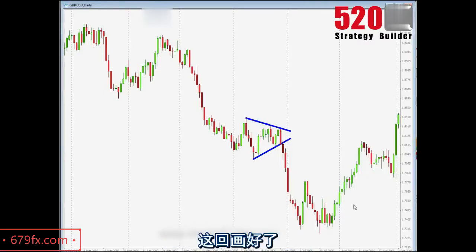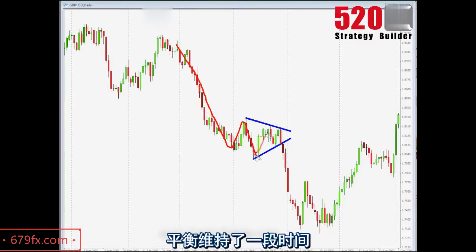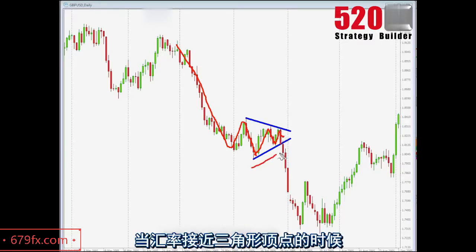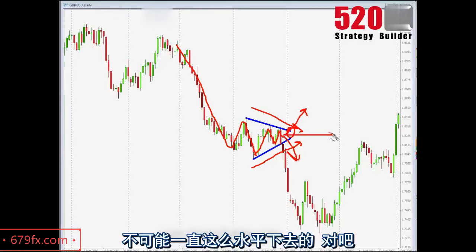Okay, there we are. Basically, as I was saying before, price swings down, takes a breather. The bulls and the bears sort of come into an agreement, at least for the time being. Before deciding, as the price gets closest to the vortex of the triangle, it is always bound to break one way or the other. It cannot keep on going sideways forever, right?